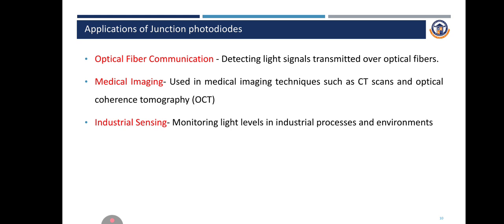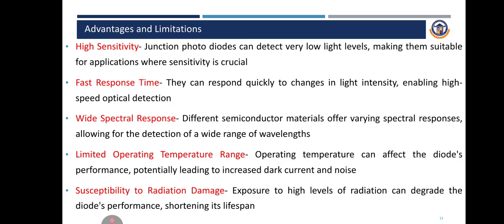Whereas in medical imaging, it is used in techniques such as CT scan and optical coherence tomography. And in industrial sensing, monitoring light levels in industrial processes and the environment, based on speed and accuracy. And these are the advantages of the junction photodiodes: high sensitivity, fast response time, and wider spectral response.